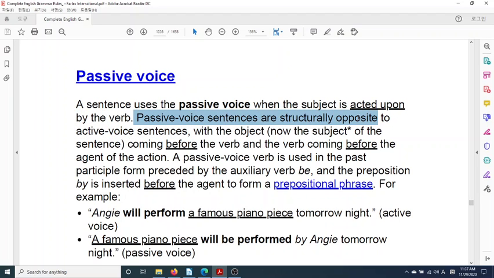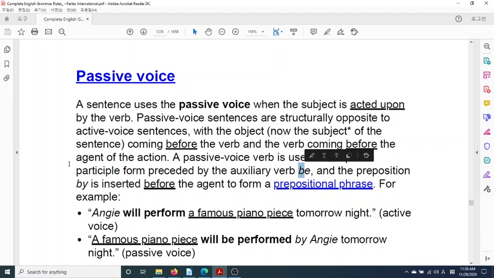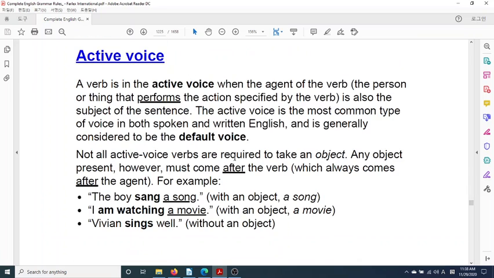Passive voice sentences are structurally opposite to active voice sentences, with the object, which is also the subject of the sentence, coming before the verb, and the verb coming before the agent of action. A passive voice verb is used in the past participle form preceded by the auxiliary verb be, and the preposition by is inserted before the agent to form a prepositional phrase. Oof, that sounds complicated, but look back to the example.